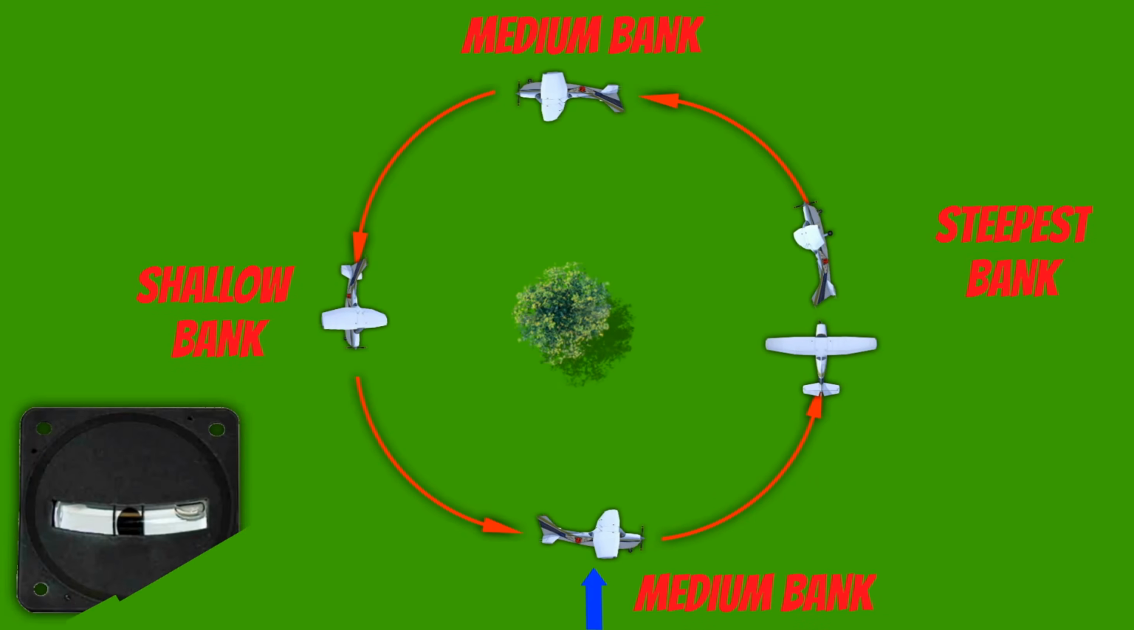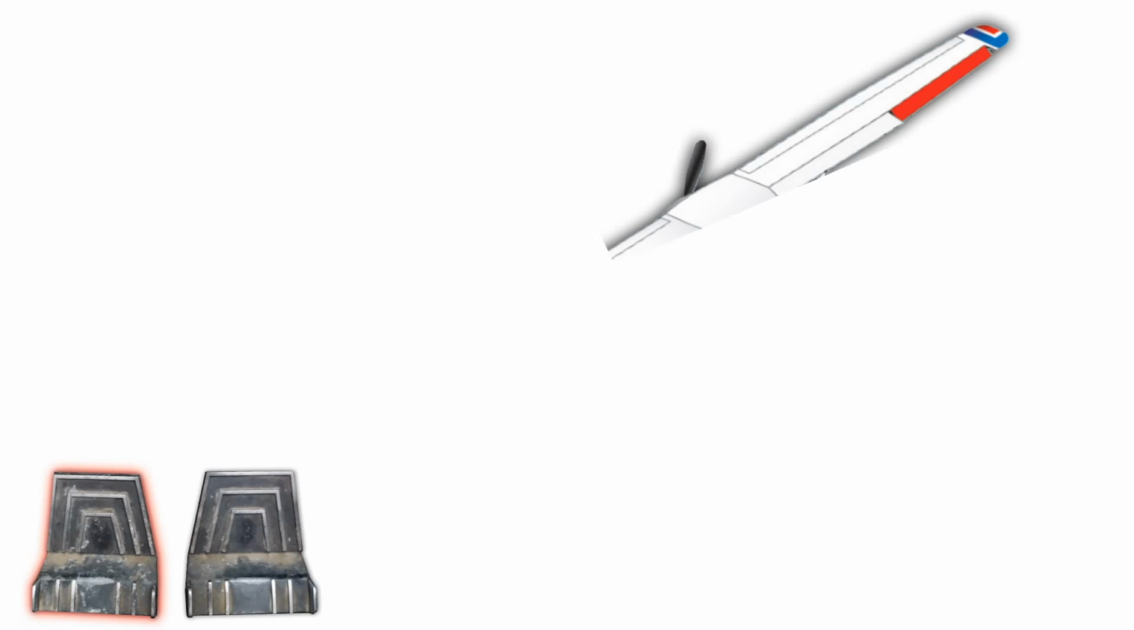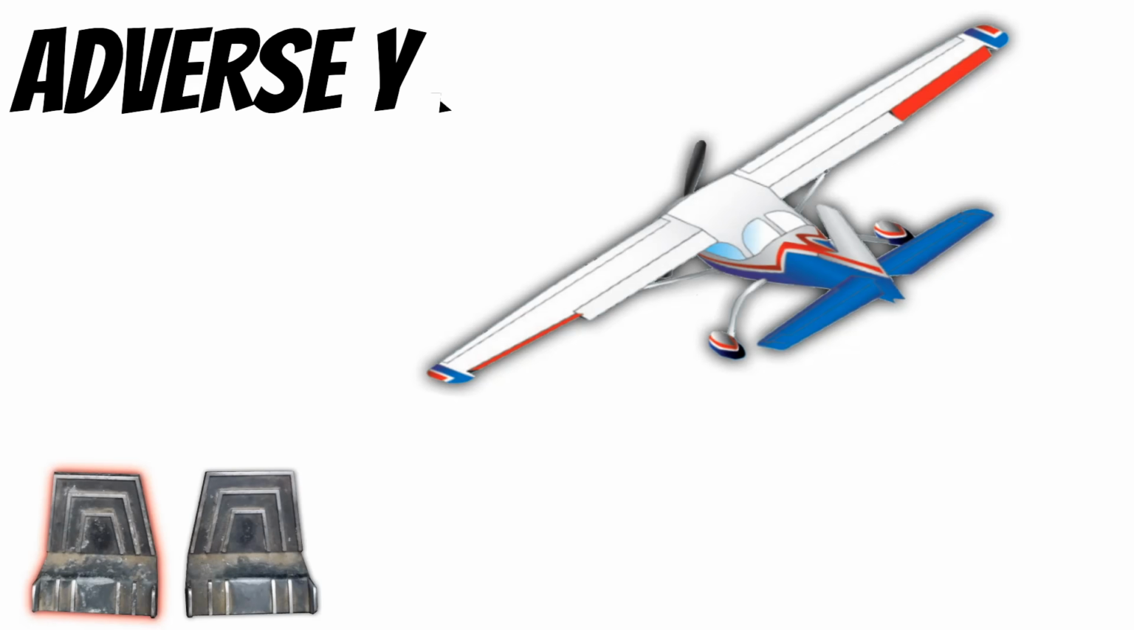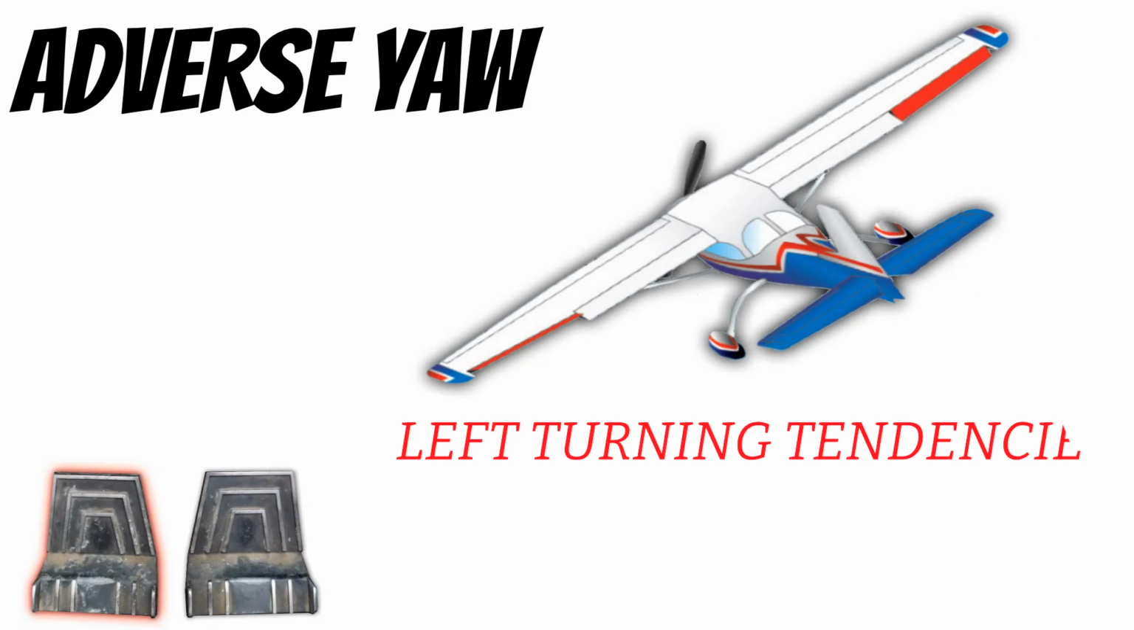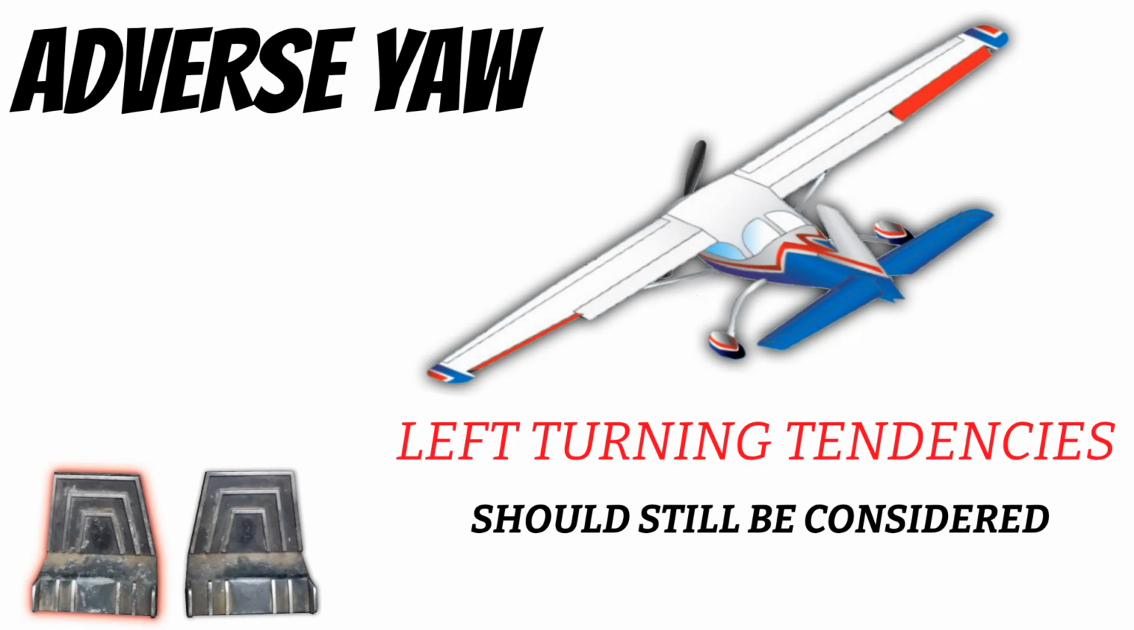Don't forget to stay coordinated when making these turns. Remember, our rudder pedals should be tied to the ailerons because of adverse yaw. But the left turning tendencies shouldn't be too bad during this maneuver because you're moving a little bit faster. But you still need to consider them because they're not completely gone.